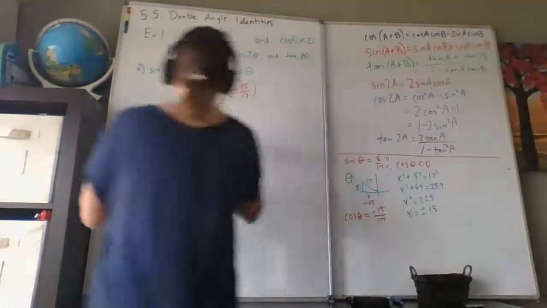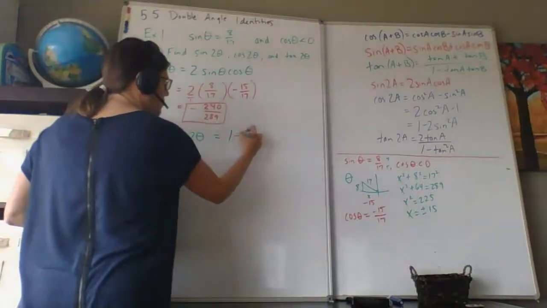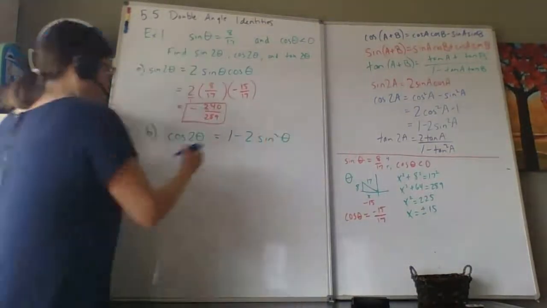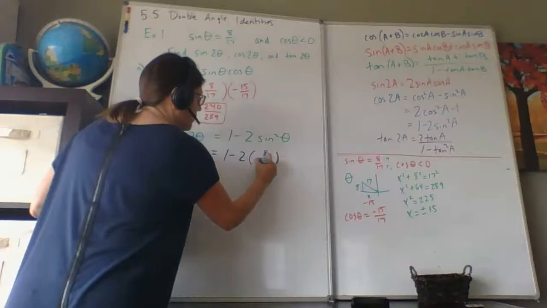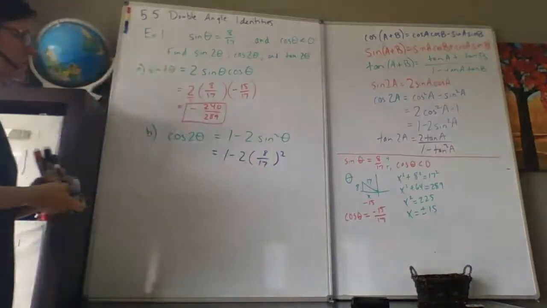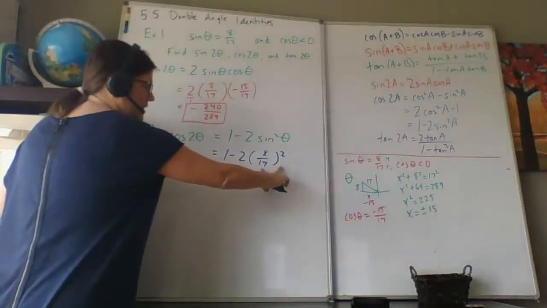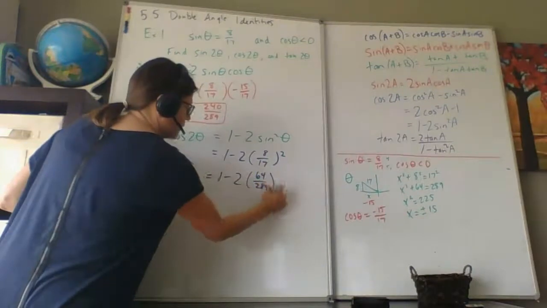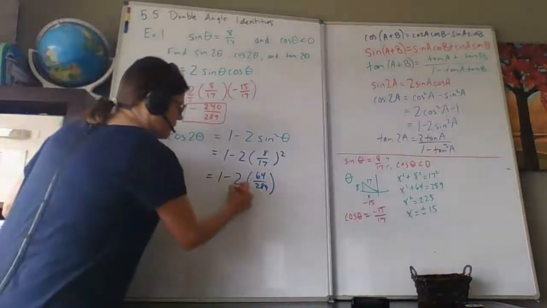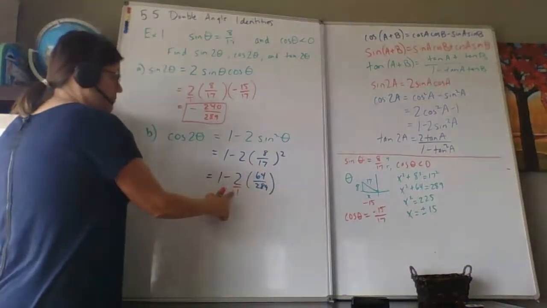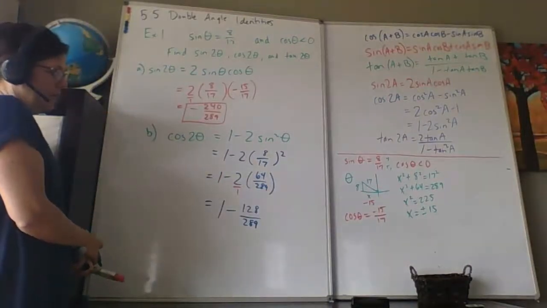So let's go ahead and use that double angle identity that cosine of 2 theta is 1 minus 2 sine squared theta. So we get 1 minus 2 times sine, which is 8/17, and we have to square that. So order of operations requires us to square the 8/17 first, where you just square the 8 and you square the 17. Next, we need to multiply. If we want, we can write it as 2 over 1 and multiply straight across. Now we get 1 minus 128 over 289.